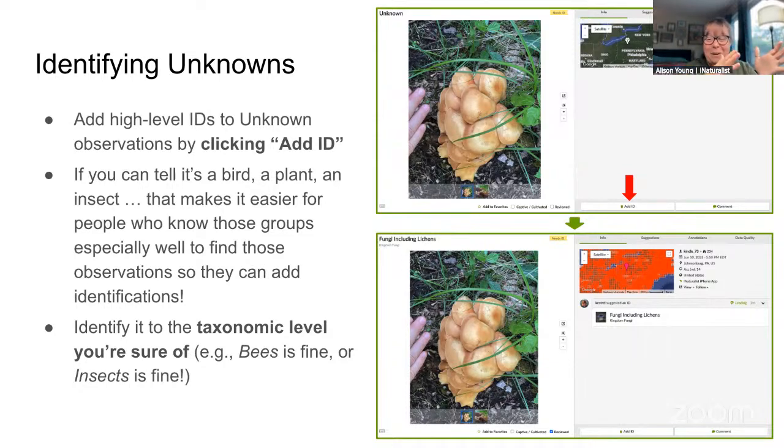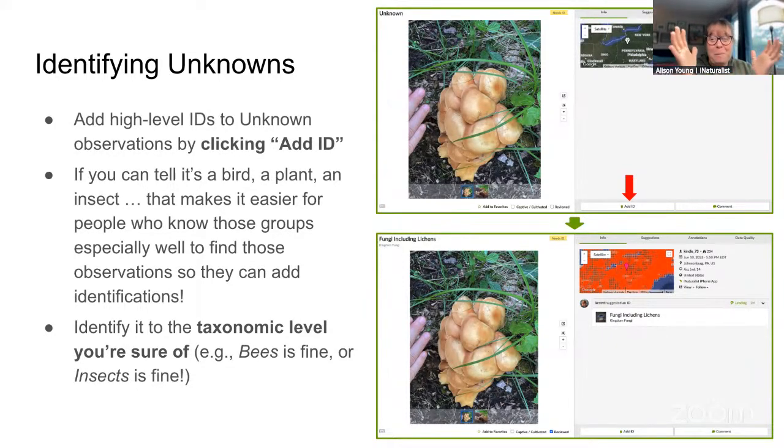So in this example here, I opened up this observation. I know very little about mushrooms. I like going and looking at them. I like making observations of them. I have not yet learned how to identify them. But I know for sure that this is in kingdom Fungi. So that's what I ID'd it at. I literally put it at the highest taxonomic level. I said, this is kingdom Fungi.